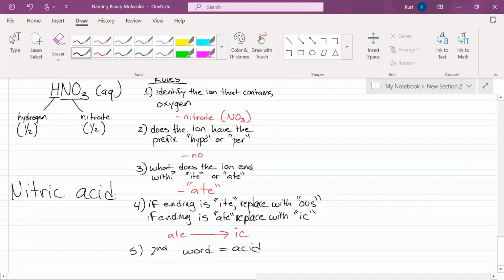That's because it's an oxyacid, not a binary acid. You only say hydro with binary acids. You do not begin with hydro on oxyacids.